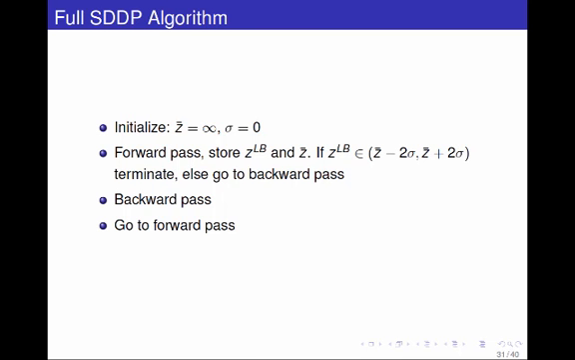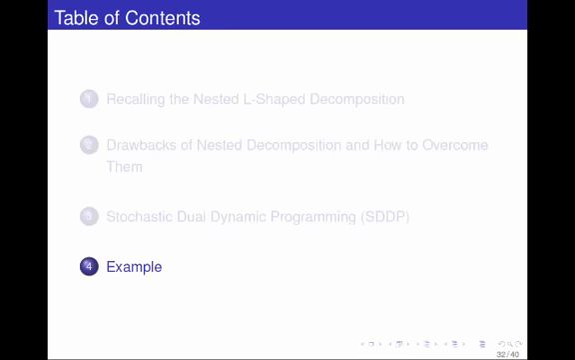Then we do the backward pass. After we're done with the backward pass, we return to the forward pass. We check, now after we've generated a bunch of cuts and we have a new estimate of the upper bound, we check our termination criterion again. If it's not satisfied, we do a forward, backward pass and so on. So this is the algorithm, and I'm going to cover an example we've seen already with nested decomposition. Hopefully after you see it, things will become more intuitive.